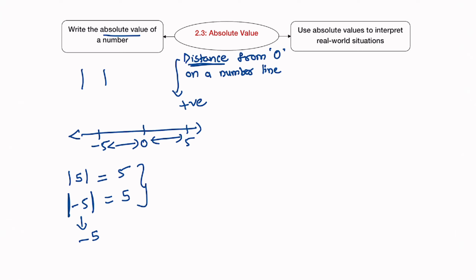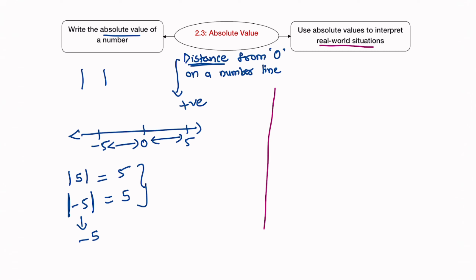So the first part of the chapter is done. Let's go to the next part, the second one. It says, use absolute values to interpret real world situations. So how do we use these absolute values in real world situations? Let's take an example to understand this.